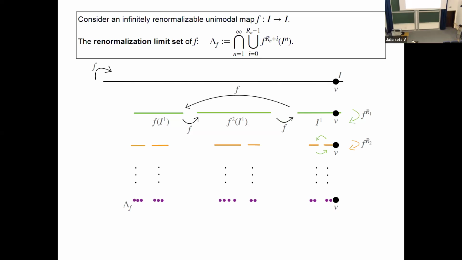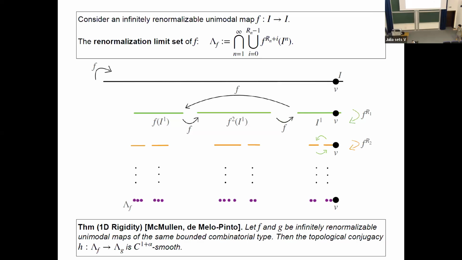And if you're interested in the global geometry of your map, you want to understand the geometry of this limit set. What you know is that by renormalization convergence, if you zoom in at the critical value, the geometry that you see will converge to some universal geometry exponentially fast. And now you can ask the same question for other points on this limit set. So what happens to the small scale geometry elsewhere on this Cantor set? Do you also see some kind of universality, some kind of rigidity? And the answer is yes.